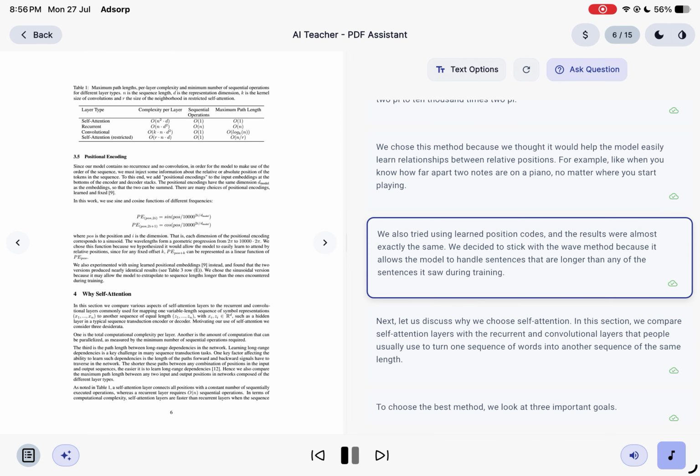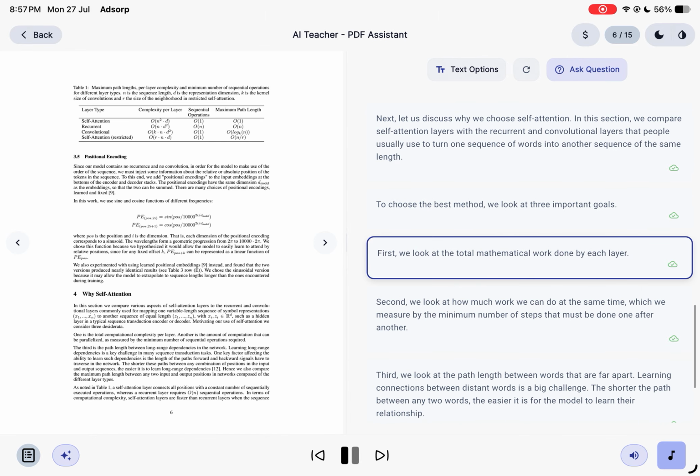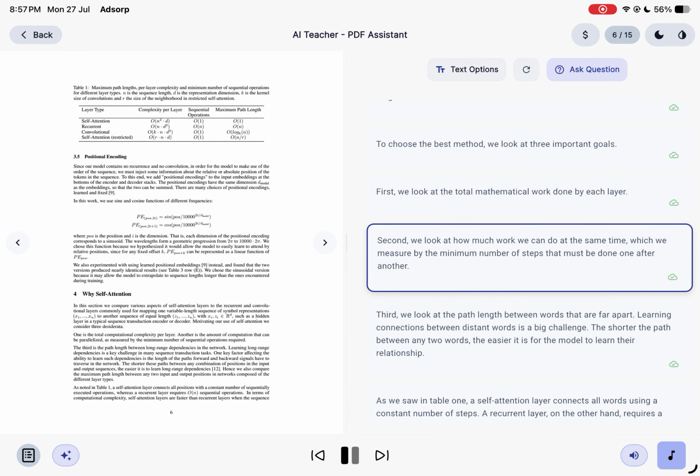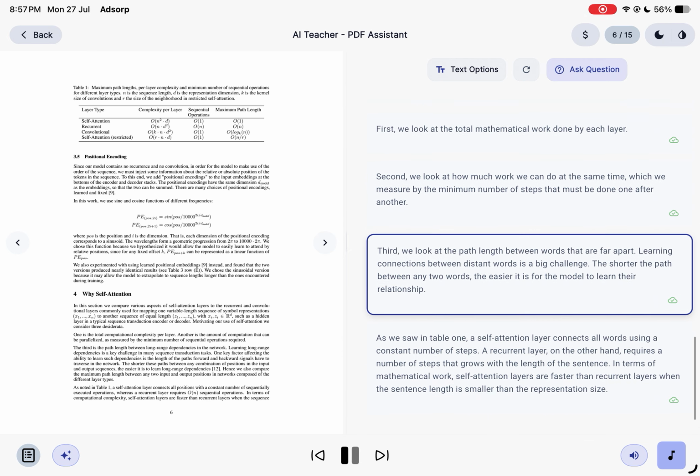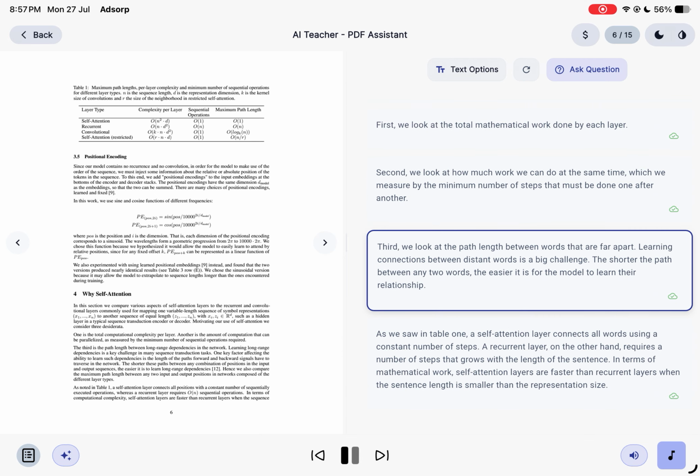Next, let us discuss why we choose self-attention. In this section, we compare self-attention layers with the recurrent and convolutional layers that people usually use to turn one sequence of words into another sequence of the same length. To choose the best method, we look at three important goals. First, we look at the total mathematical work done by each layer. Second, we look at how much work we can do at the same time, which we measure by the minimum number of steps that must be done one after another. Third, we look at the path length between words that are far apart. Learning connections between distant words is a big challenge. The shorter the path between any two words, the easier it is for the model to learn their relationship.